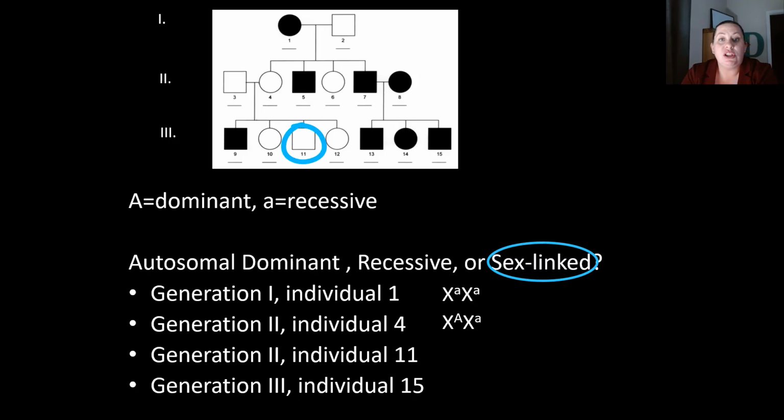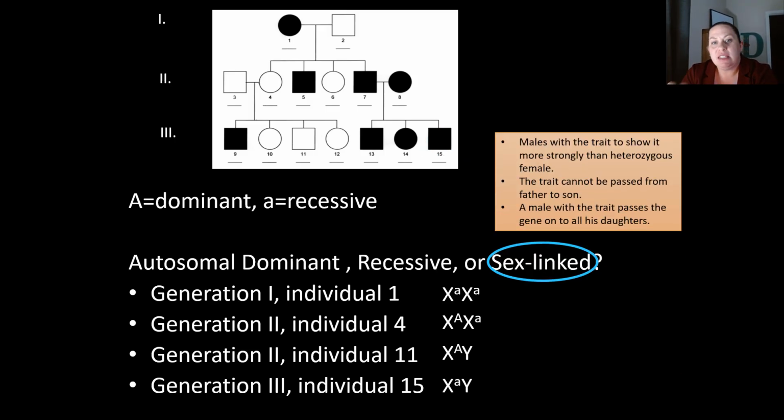Individual or generation 2, individual 11. Oh, that's marked wrong. This is generation 3, individual 11. Sorry about that typo. But if you look at generation 3, individual 11, this is a male, because it's a square. So he is XY. And since he's not colored in, he has a big letter. So X big A, Y. But let's go over here and look at his cousin, which would be generation 3, individual 15, also a male, XY. However, since he is colored in, he's X little a, Y.